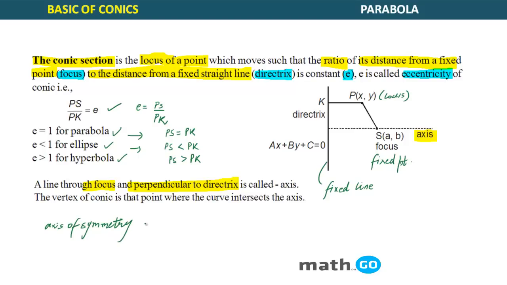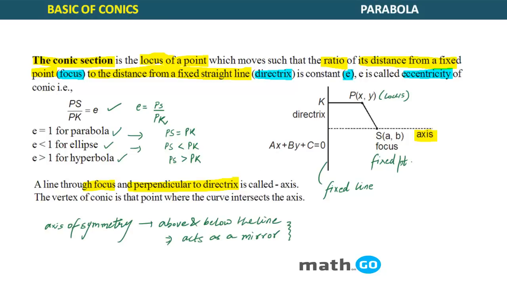So why do we call it the axis of symmetry? Because above and below this line, the graph is actually the same. So this acts as a mirror. This is how you can remember this. If we draw the parabola, it will be equally divided into two parts, above the axis and below the axis. Similarly the ellipse, similarly the hyperbola. We'll see when we study those topics in detail. You will get to know what I'm talking about here in the parabola topic.